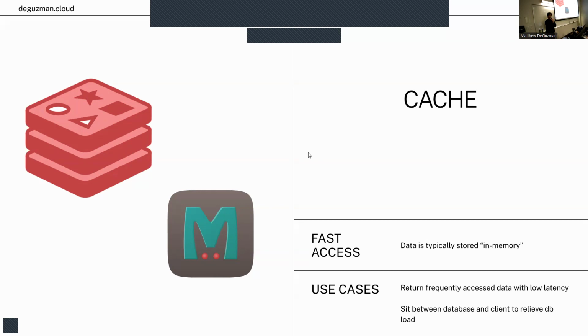Another thing is that it can sit between the database and the client to relieve the database load, like I just said. There are a lot of use cases for that, and I won't go into all of them, but some of them are called look aside or look through. The overall picture is that you have the client, you have the cache, and you have the database, and the cache holds whatever memory you have within it.